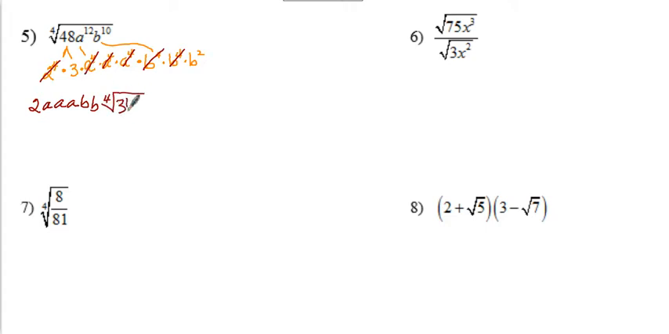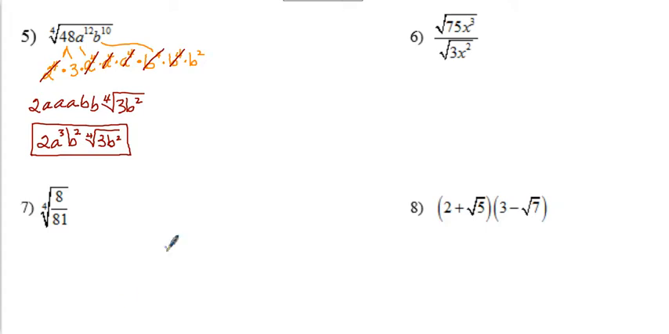That's 3B squared. Do not forget this little 4 on this little shelf. Clean this up. 2 A to the third B squared times the fourth root of 3B squared. That is the simplified version of example number 5.